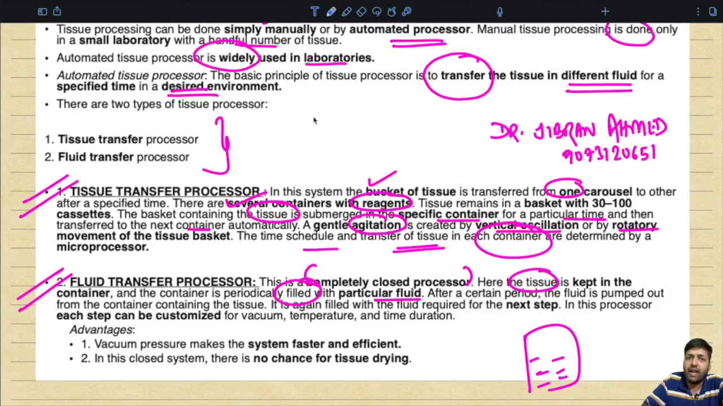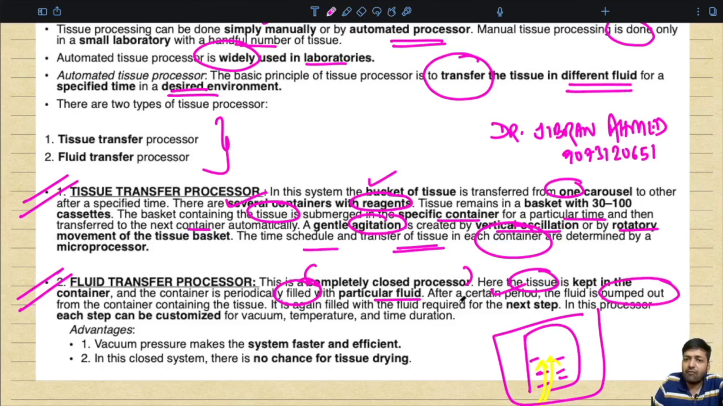Then another fluid is added and comes inside this particular container containing the tissue. Again it is kept for a specified period of time and again it is taken out. Then again some other fluid goes inside. What you are going to notice in this method is that the tissue remains constant, the tissue is not moving, only the fluid inside is changing automatically.